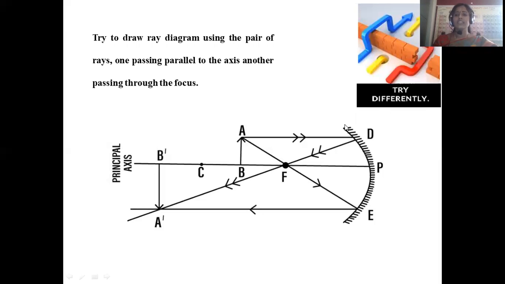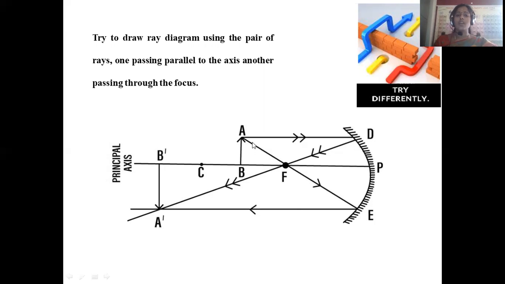Let us think differently and try in a different manner. What is the condition we have to follow? One ray passes parallel to the axis, and the second through the focus. One is parallel to the principal axis, and the second is passing through the focus point. And they're asking to draw the diagram. This is about drawing the diagram for this condition, what they are asking for, right?